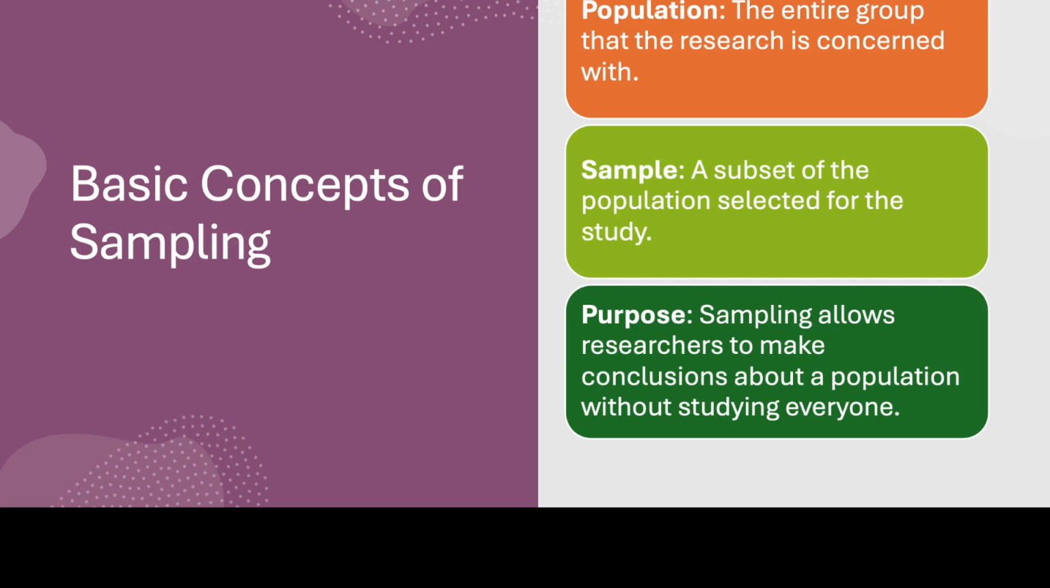And when you talk about the sample, it's just a subset of the population selected for the study, just a portion of which, unless the total population is too low, then therefore we can go with complete enumeration. But if too many, say for example, more than thousands, 2,000, or more than 5,000, we can consider a particular sample which is solved using Slovin's formula. So what is its purpose? Sampling allows researchers to make conclusions about the population without studying everyone.